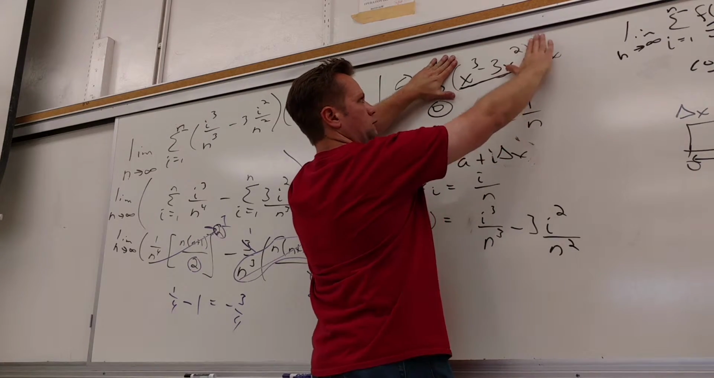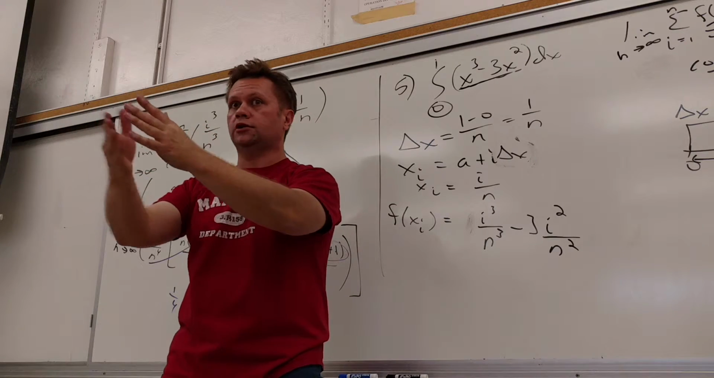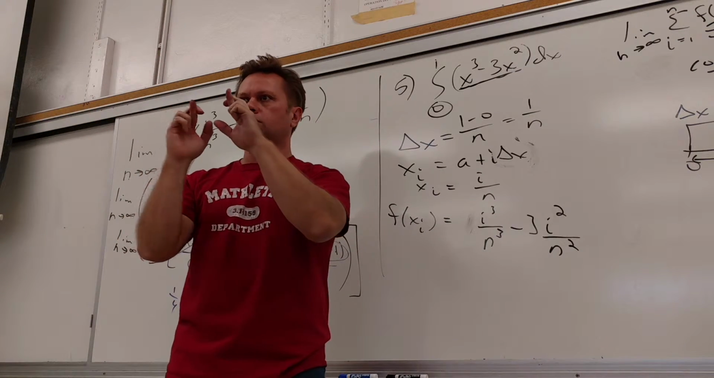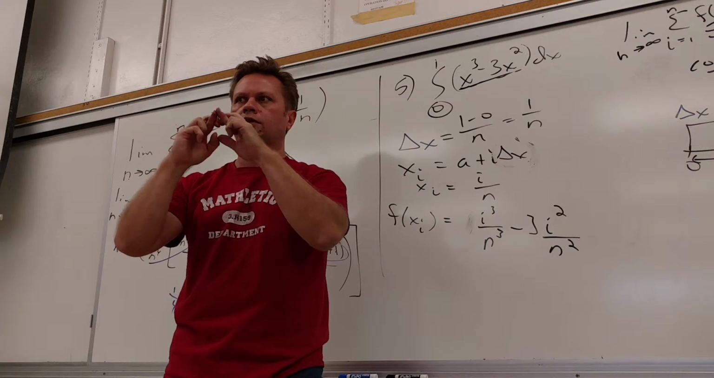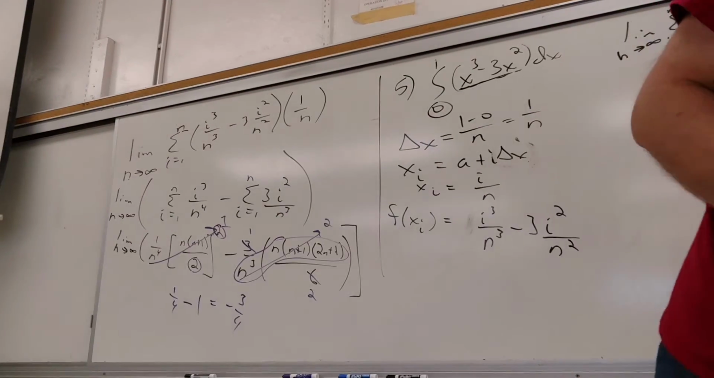to y1 on your calculator, and then you use second calc number 7 as the integral, and you just say from 0 to 1. It should come out to negative 0.75. I don't know. I haven't tried it. Let's see.